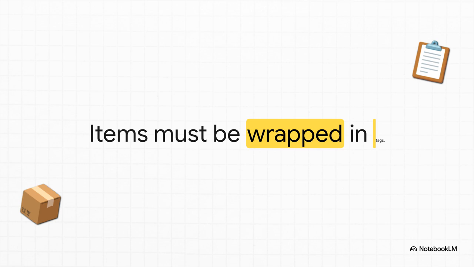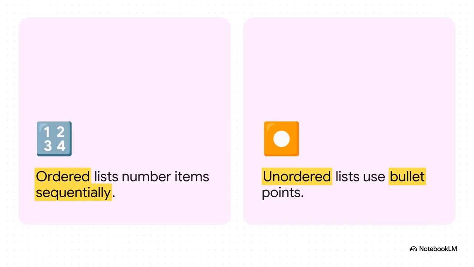You can't just write a massive block of text inside a list wrapper. It has to be neatly separated into these individual li boxes. So what are the wrapper tags that actually hold those list items? Well, we have two main choices. The first is ol, which stands for ordered list. This one automatically numbers the items sequentially, 1, 2, 3, and so on.